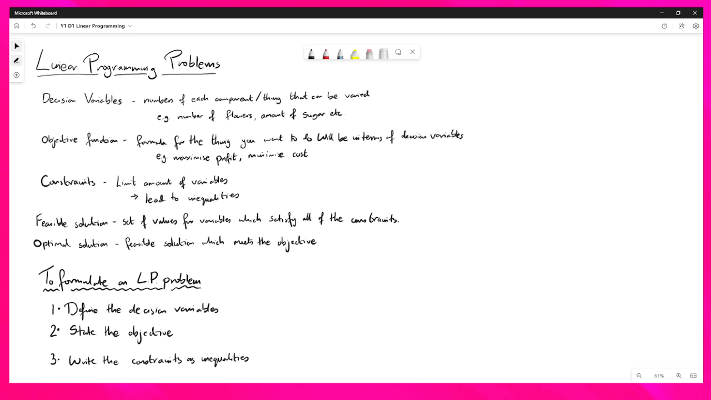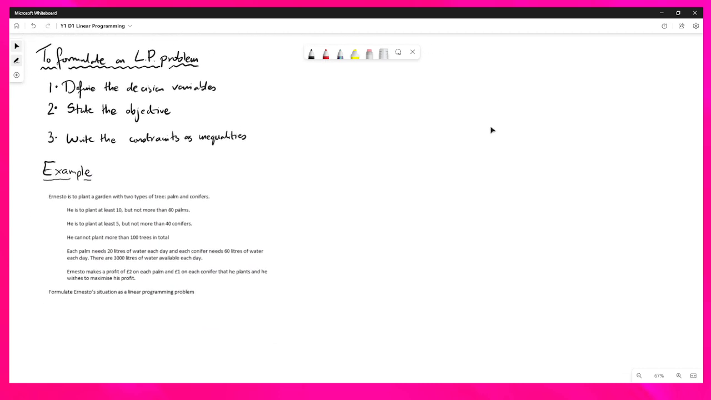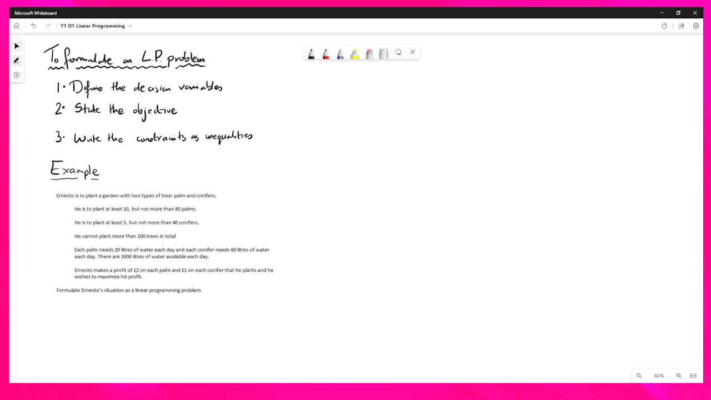So we're going to start by looking at an example, a relatively simple example of how to form a linear programming problem. So in this example, we can see we've got some descriptions and some information that we need to turn into these inequalities. So first things first, let's go through and just identify the different bits.